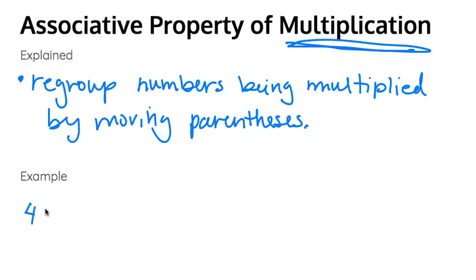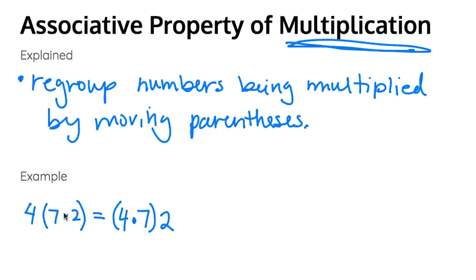So if I have 4 times 7 times 2, remember if I have a number next to parentheses with no operation showing, it's actually multiplication. So if I were to move the parentheses, the order of my numbers stayed the same, but instead of grouping my 7 times 2 like on the left, I'm grouping 4 times 7 on the right. So again, order did not change. Which numbers are grouped is what changed.